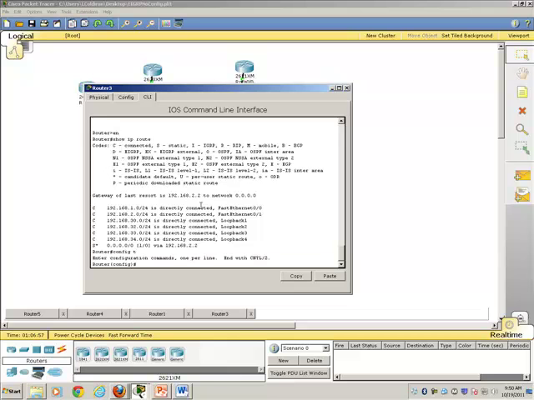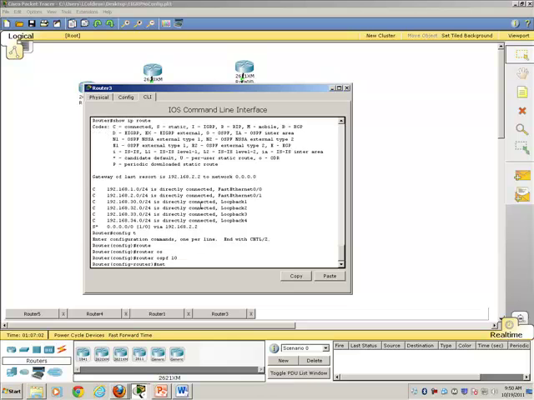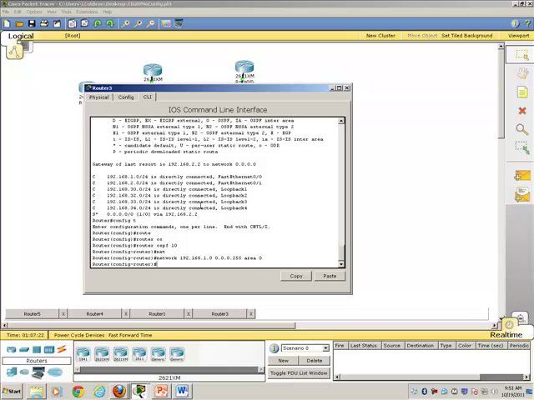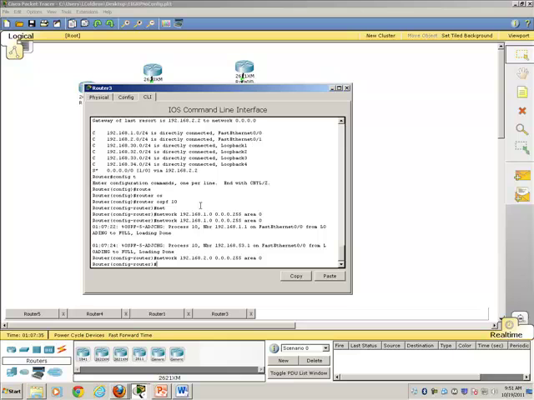Got to spell it. Router OSPF 10, network 192.168.1.0. And we're still going to be in area 0, right? And we have our loading done, so we've got an adjacency formed here. Let's advertise the 2 network in area 0.